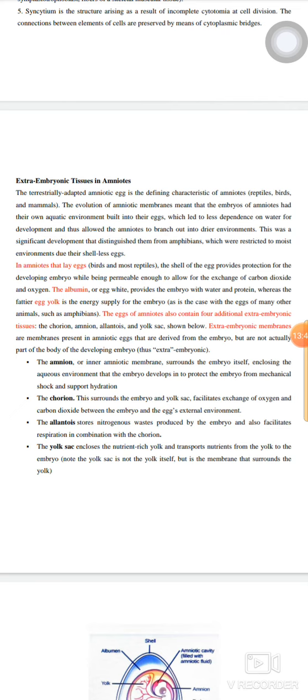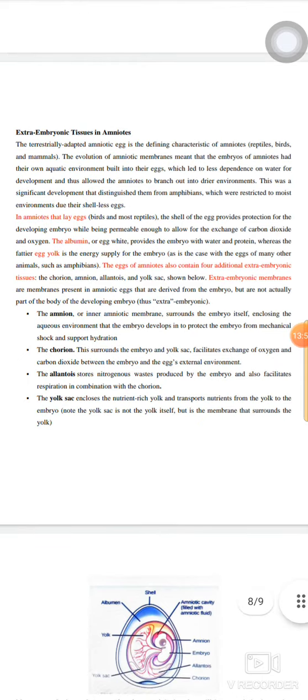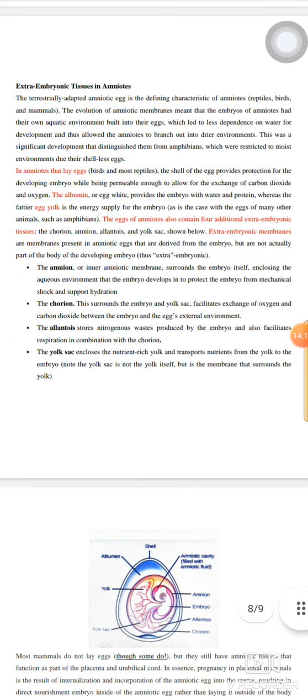We'll talk about the extraembryonic membrane. In an exam, for example, I can ask you what is an extraembryonic membrane. Just tell me that they are membranes present in amniotic eggs that are derived from the embryo, but they are not actually part of the body of the developing embryo. Okay, they are not part of the developing embryo, but they are derived from the embryo. So I can also go further and say list and explain the extraembryonic tissues, and they are the amnion, the chorion, the allantois, and the yolk sac.